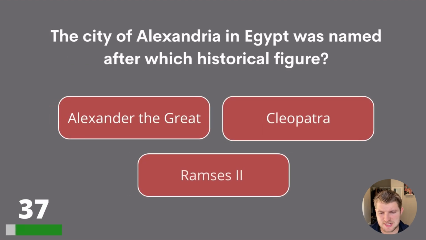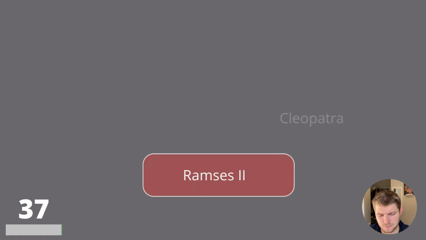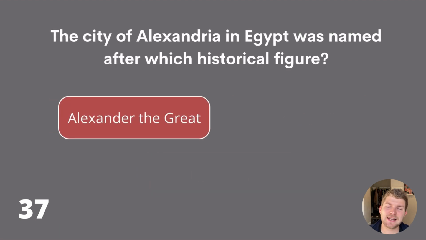37. The city of Alexandria in Egypt was named after which historical figure? Alexander the Great, Cleopatra, or Ramses II? The answer is Alexander the Great.